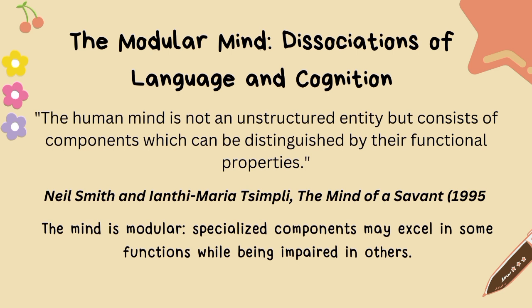Instead, it has specialized modules, like tools in a toolbox, where each one is designed to handle a specific task. For example, some parts of the mind handle language, some focus on problem solving, and others deal with emotions and movement. These modules work together, but each has its own strengths and weaknesses.